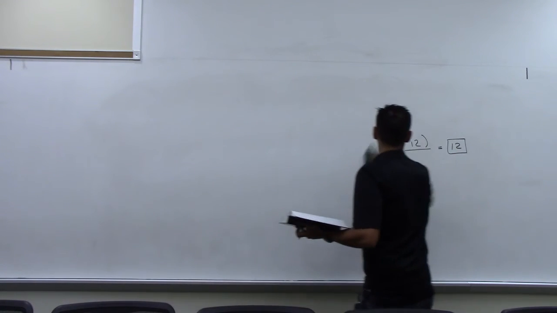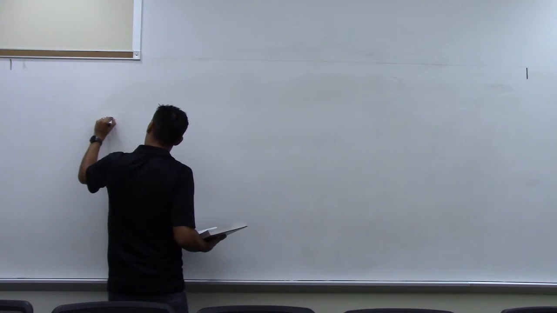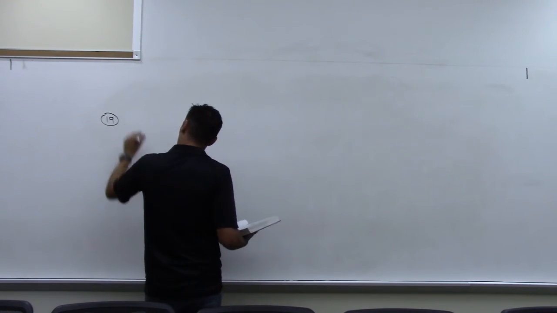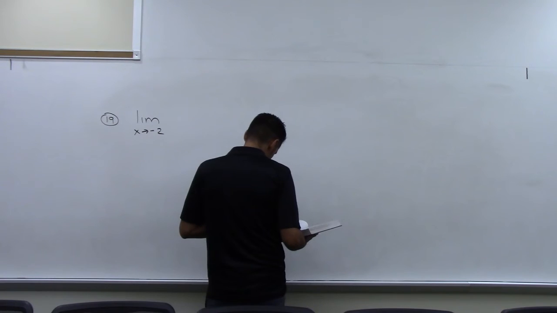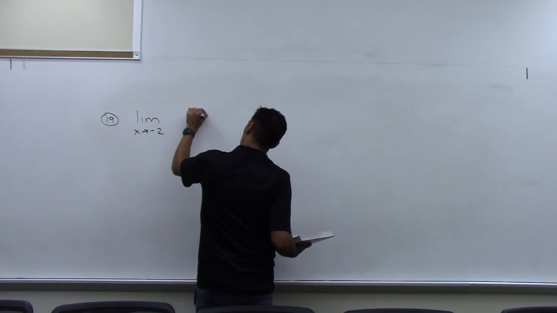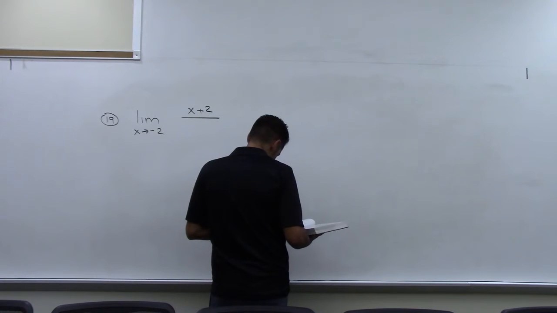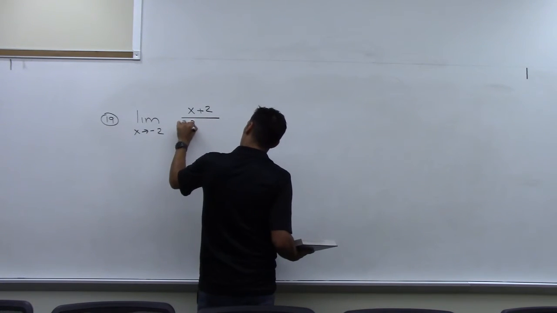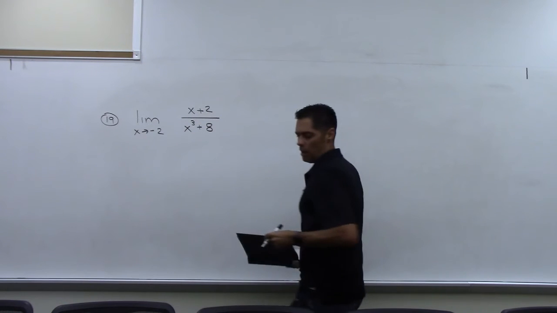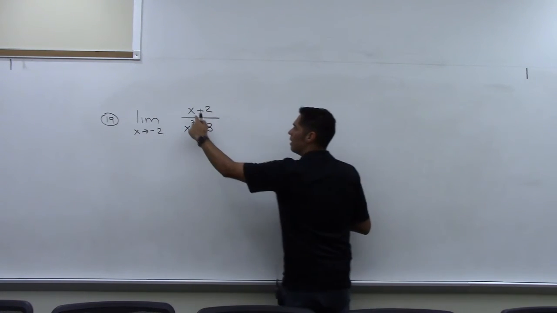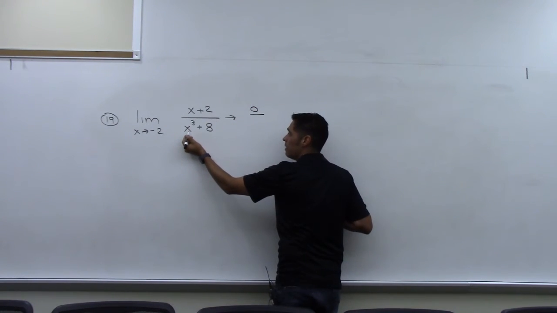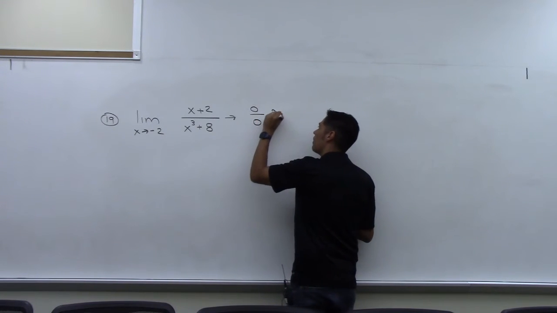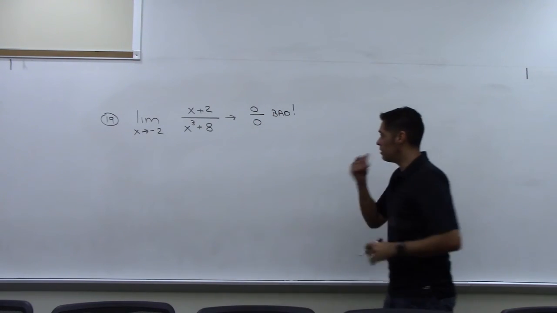Let's look at 19. For 19, limit x approaches -2, x plus 2 over x cubed plus 8. All right, we'll check real quick to see what happens. Plug -2 in here, we get 0 over -2 cubed is going to be -8 plus 8, that's 0, so that's bad. So I need to do some sort of algebra, some sort of trick, something, right?